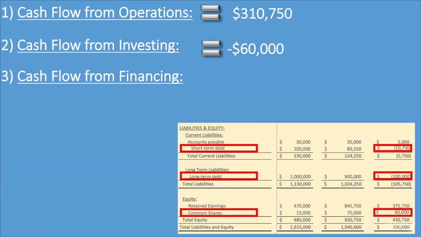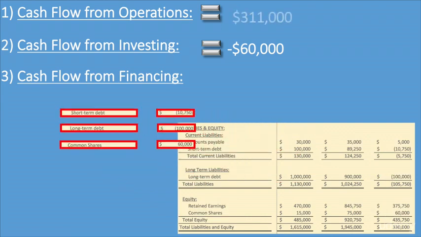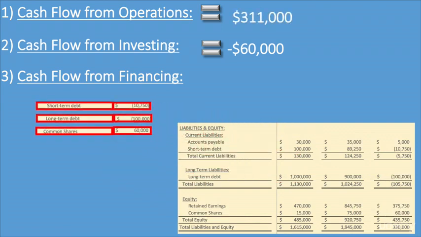Long-term debt went down by 100 grand again. It's good we're paying off debt, but that's 100 grand out of our pocket. And we issued $60,000 worth in new common shares. Let's just add all of that stuff up right now. And so for cash flow from financing, taking into account all of that, that's minus $50,750 out of our pocket. Most of that came from long-term debt.